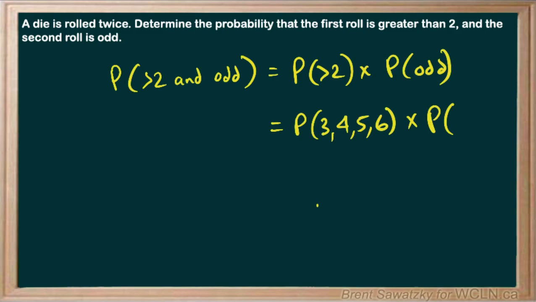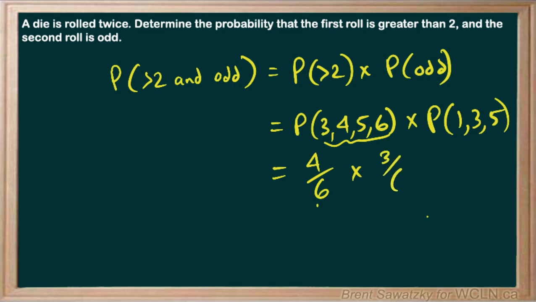And the probability that it'll be odd is the same as saying the probability that it'll be a 1, a 3, or a 5. So turning that into fractions here, we have 4 that we listed there out of 6. And the probability of it being odd, we have 3 out of 6. And so we could reduce those down before we multiply, or just multiply them out and then reduce it in the end. Let's do the first.